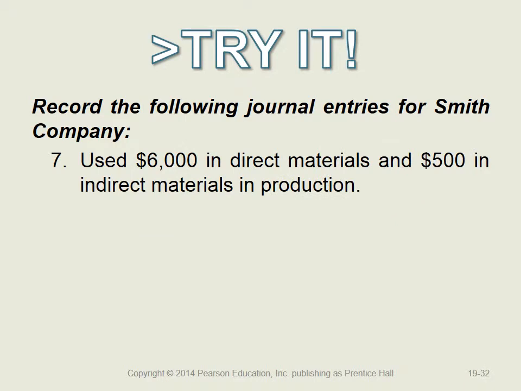Used $6,000 in direct materials and $500 in indirect materials in production. So for this journal entry, we're going to want to debit work in process inventory for $6,000 and also debit manufacturing overhead for $500 for the indirect materials. We are going to credit the balancing amount there, or $6,500, from the raw materials inventory.